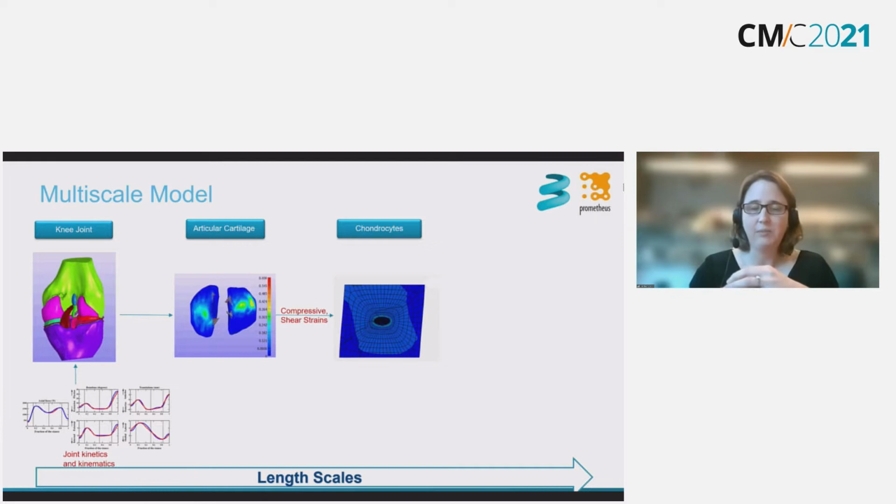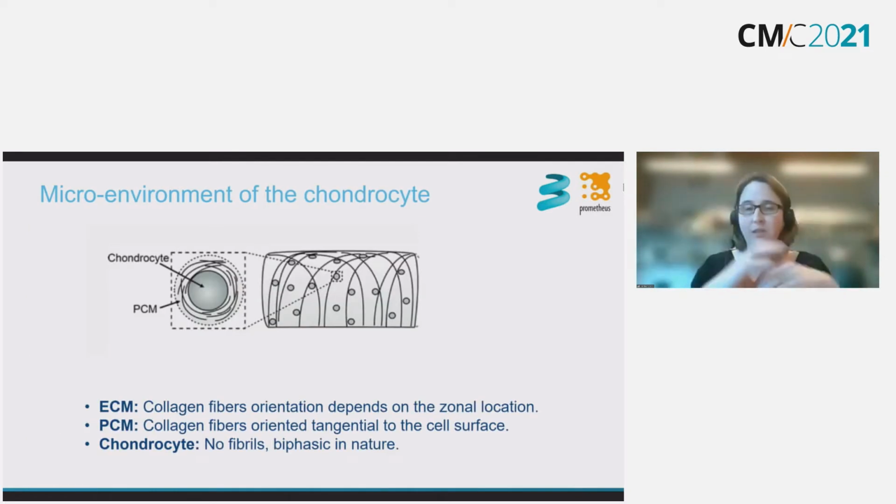Now, the cells that make up the cartilage are not just randomly distributed within. There is a specific structural organization of the cartilage. If you would look at how such a cell is organized, you have a cell, and then around it you have the pericellular matrix, and a bit further than that you have the extracellular matrix. And that is a very specific way of organizing.